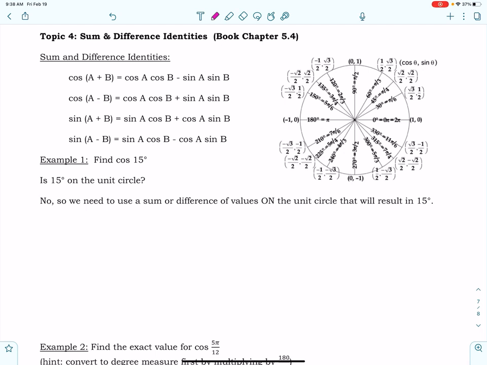All right, pre-cal, we are still in Unit 7. So this is Unit 7, Topic 4. We are moving on to Topic 4 in this video, and we are going to be using our sum and difference identities.